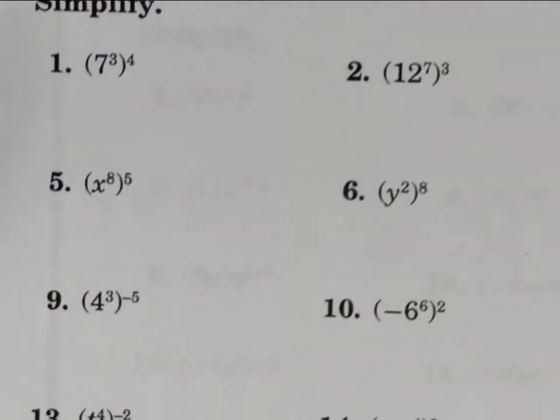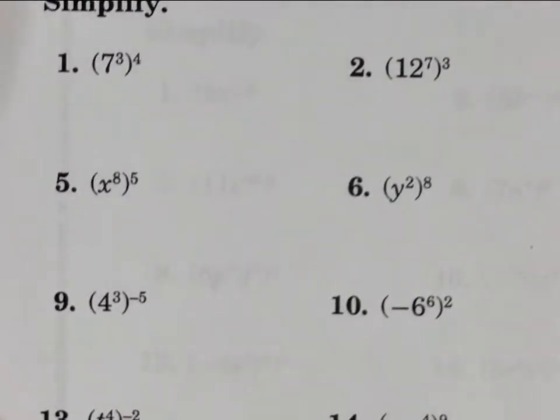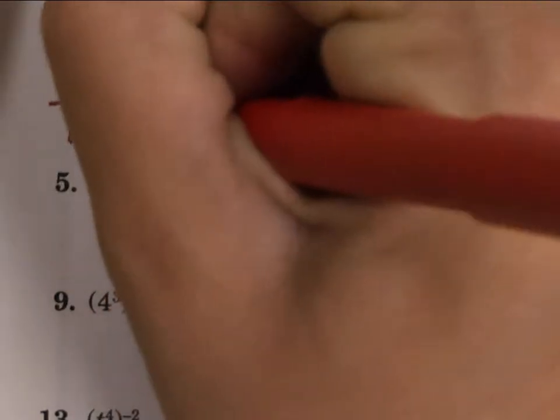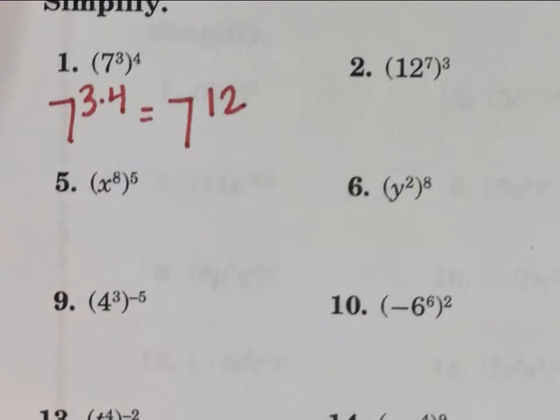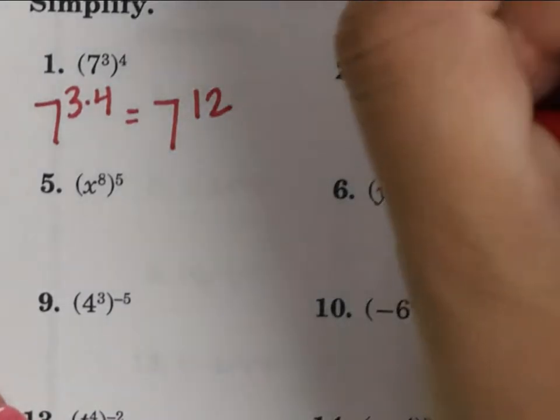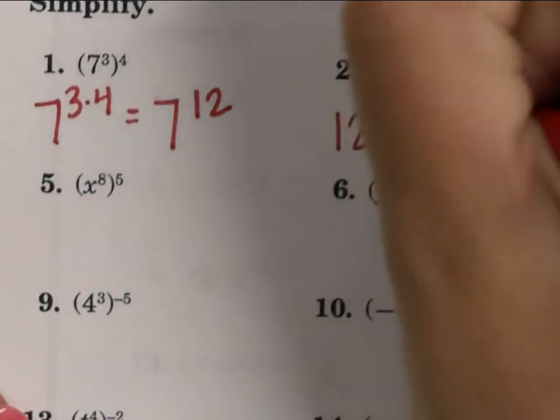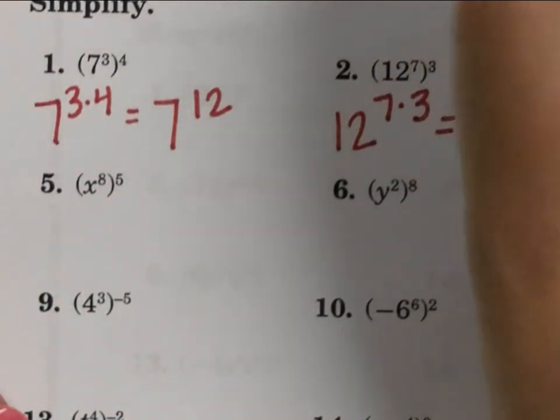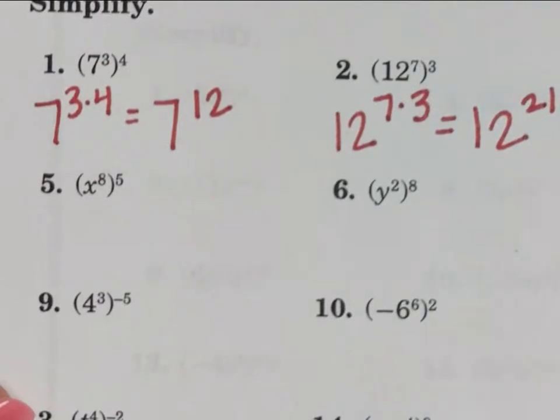So let's just go on and jump down to some examples. Number 1, I've got 7 to the 3rd raised to the 4th. So that means I'm going to have 7 to the 3 times 4, which simplified would be 7 to the 12th. Would you solve for 7? No. We're just simplifying. If it said solve, then yes. But since the directions are to simplify, we're just going to leave it like that. Number 2, I've got 12 to the 7th raised to the 3rd power. So that means I'm going to have 12 to the 7th times 3, or 12 to the 21st power. Questions so far?